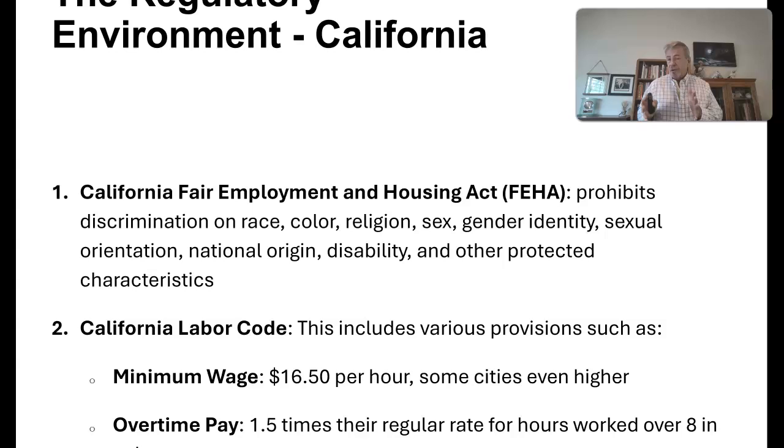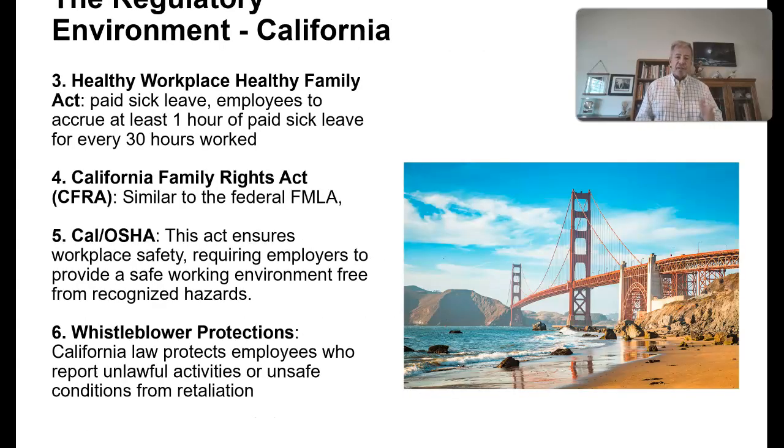And normally, as I mentioned before, on a federal level for overtime payment, if you work more than 80 hours over a 2-week period, you have to be paid overtime. Nope, not in California. We have a better system according to our state legislature. If you work more than 8 hours in a day, you get paid time and a half. We also have the Healthy Workplace, Healthy Family Act, where in essence you accumulate 1 hour of paid sick leave for every 30 hours of work.